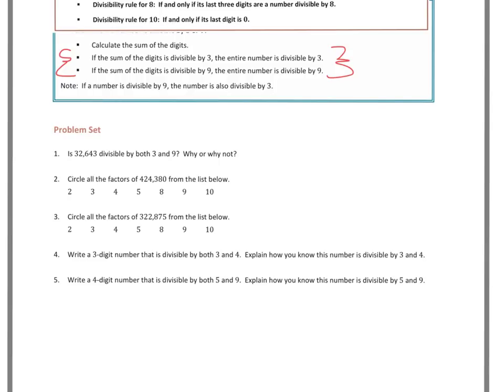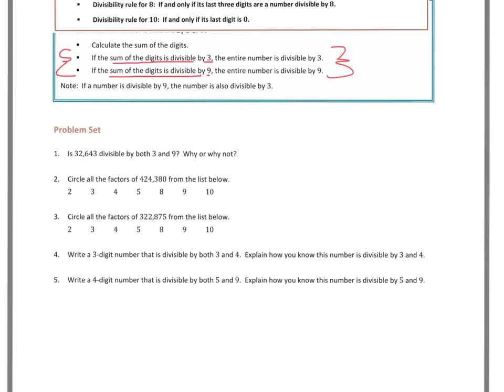Is 32,643 divisible by both 3 and 9? Why or why not? So let's take a look first at how we figure out if it's divisible by 3. So we have to find the sum of the digits and see if it's divisible by 3. The same is going to be the case for 9. Find the sum of the digits and see if it's divisible by 9.